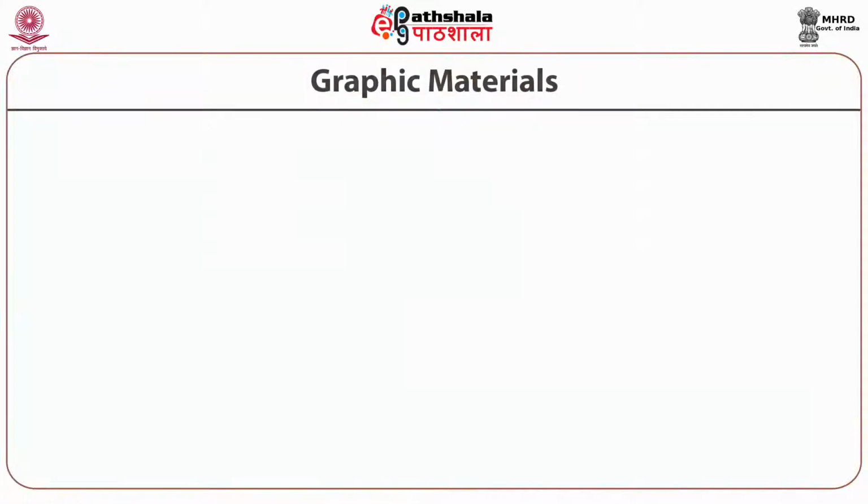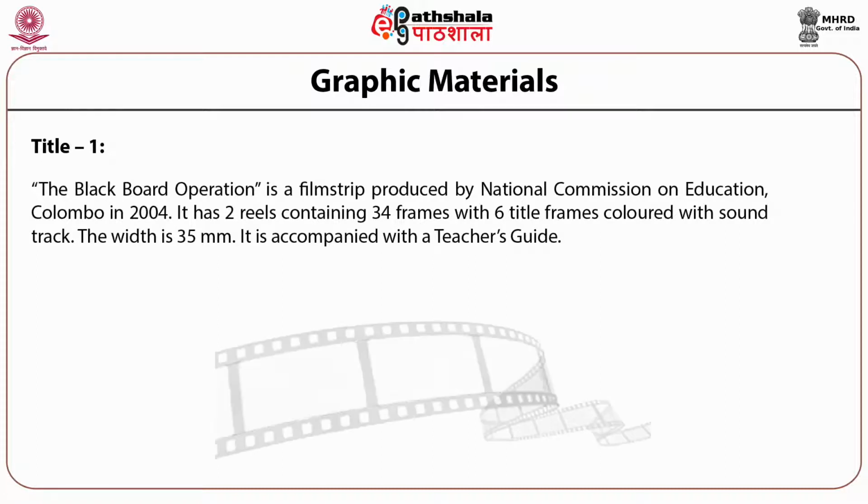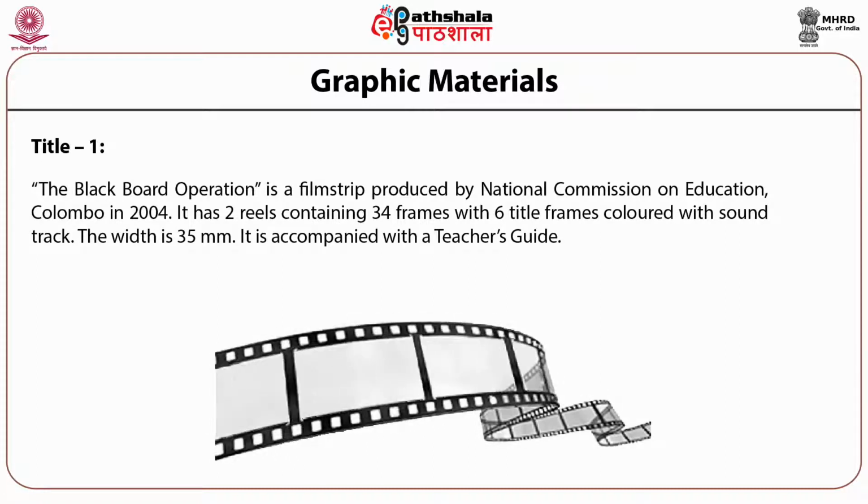What is graphic material? I have already discussed it with you in module 1. Because this is a module of illustrative examples, I am giving the information and explaining how the main entry is prepared. One of the examples I have taken, Blackboard Operation, is a film strip produced by the National Commission on Education. So, the National Commission on Education has prepared this film strip.